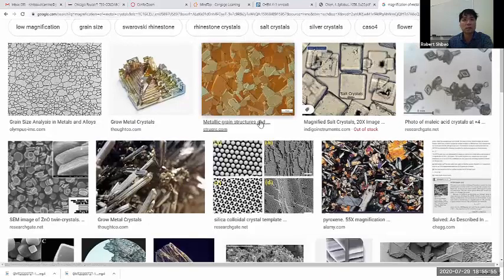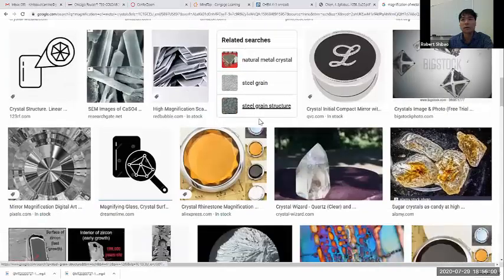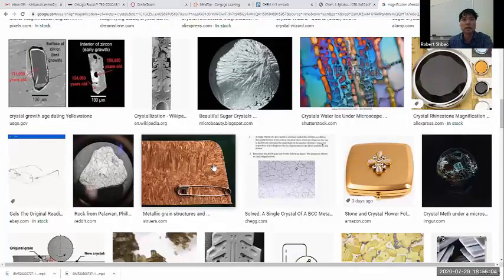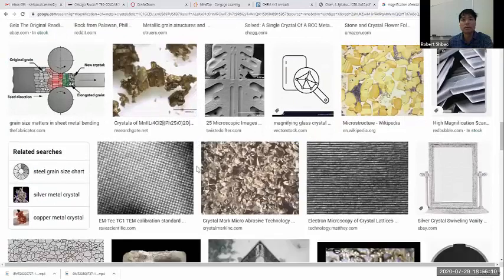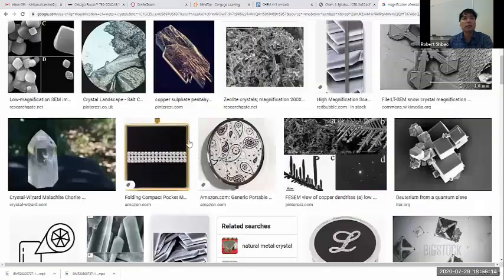Makes sense. So we can see here you can see the grains, the metallic. Each grain is a crystal. You can see the grains. Maybe an alloy would be better.